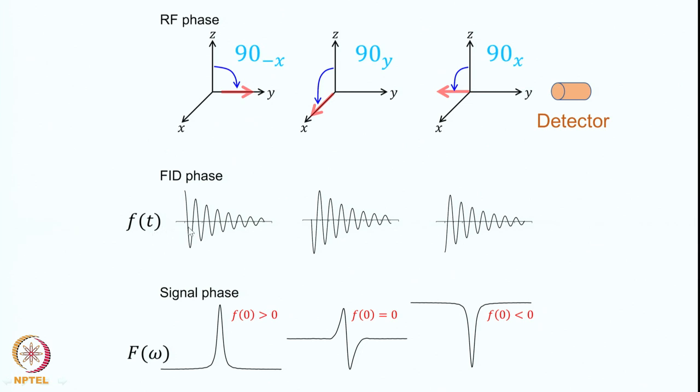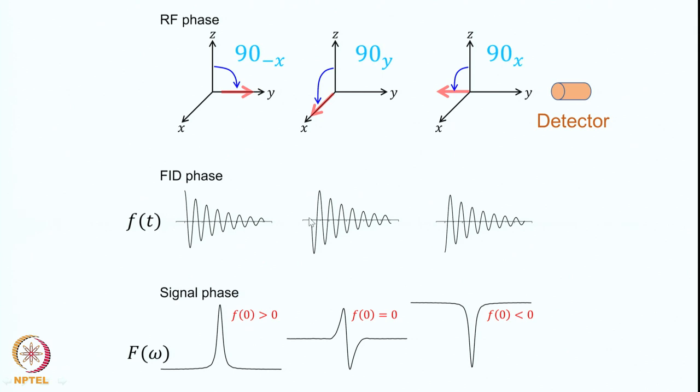Now if I were to Fourier transform this signal, I get an absorption signal in this manner, which has maximum intensity. You remember in one of the Fourier transform theorems, the first data point essentially is the integral of the spectrum, and here the first data point is the maximum, it is positive. This gives you the total integral of the spectrum, which is positive, greater than 0.